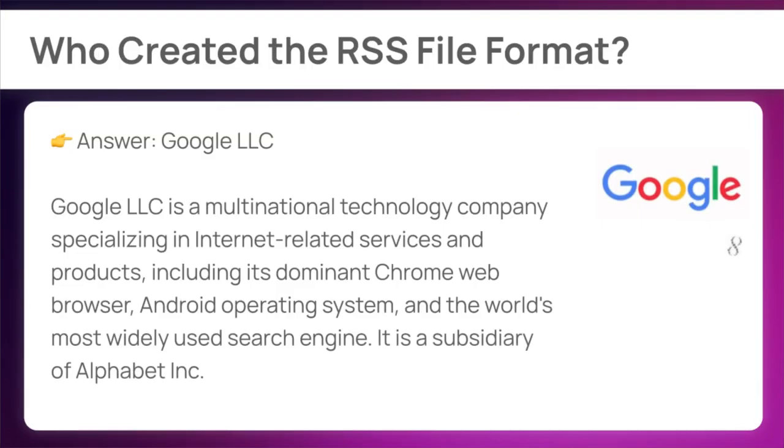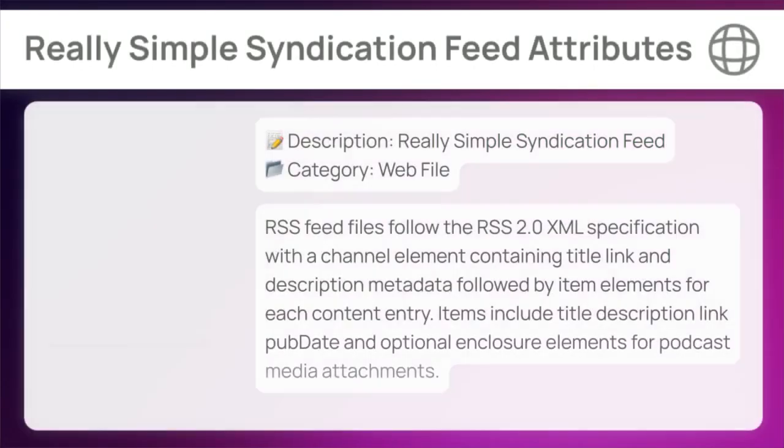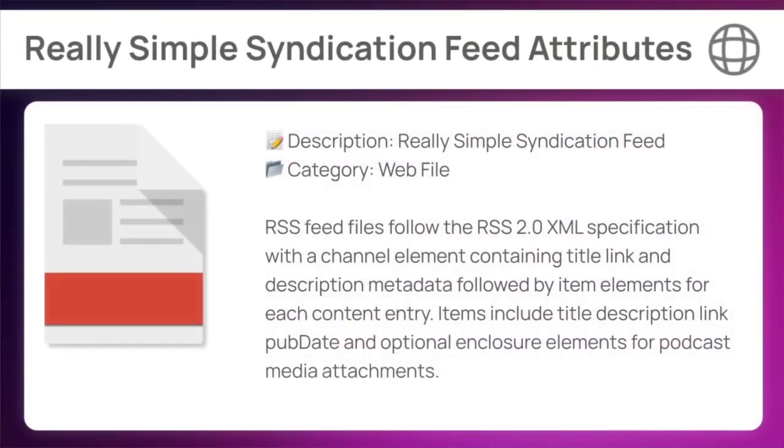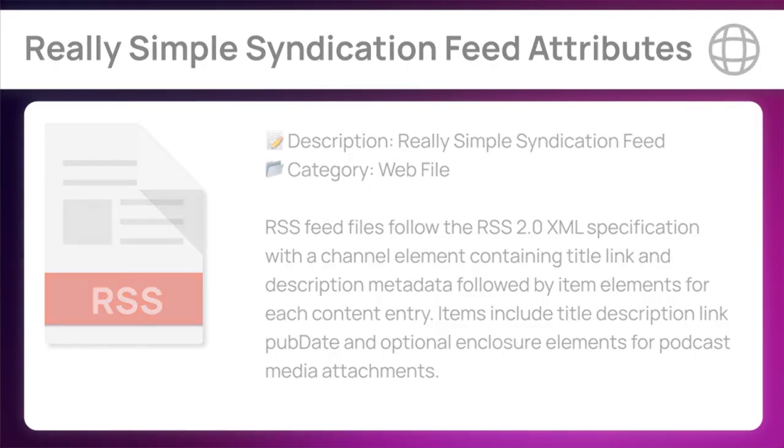content from multiple sources. RSS feed files follow the RSS 2.0 XML specification with a channel element containing title, link, and description metadata, followed by item elements for each content entry. Items include title, description, link, pubDate, and optional enclosure elements for podcast media attachments.